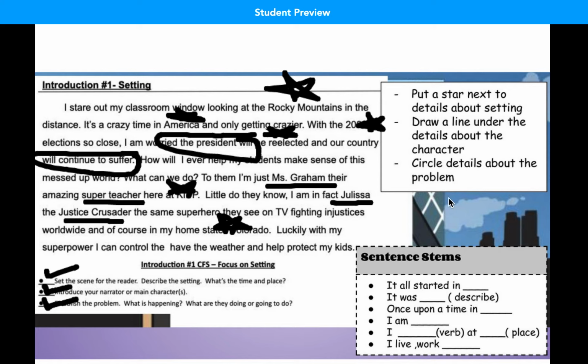Now it's your turn to write your own setting exposition. So when you write this first beginning of your story, make sure that you're also focusing on the setting, when and where it's taking place, that you introduce the characters, and then you briefly kind of hint at what is happening. Here are some sentence stems that you can use as you're writing. You're going to be writing this in your notebook with your pen or pencil.